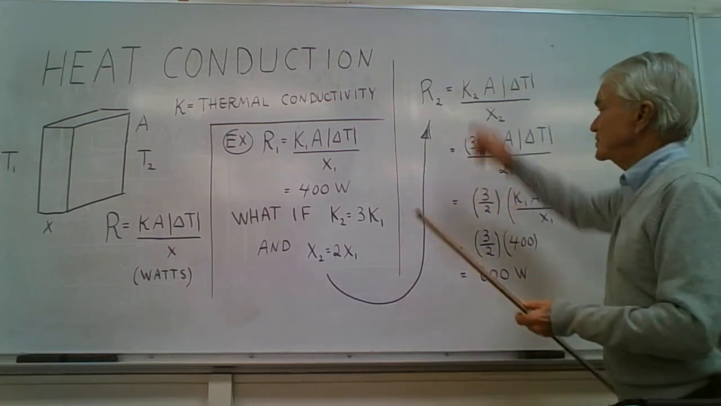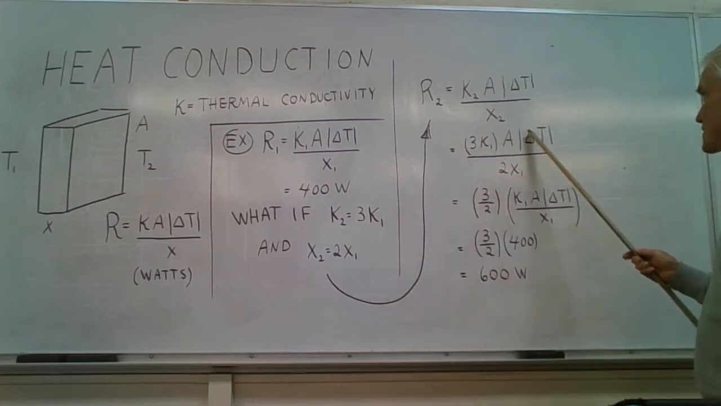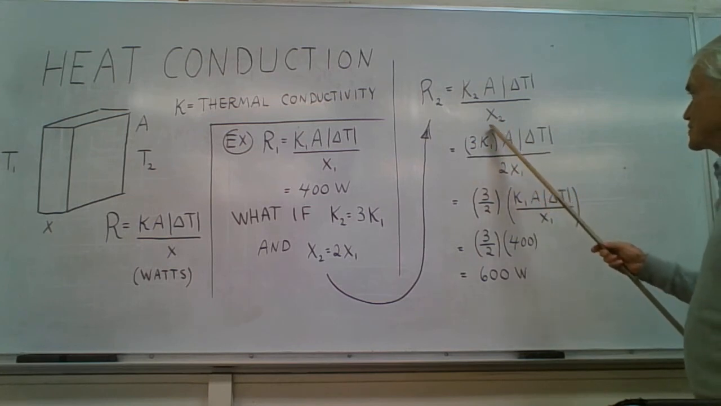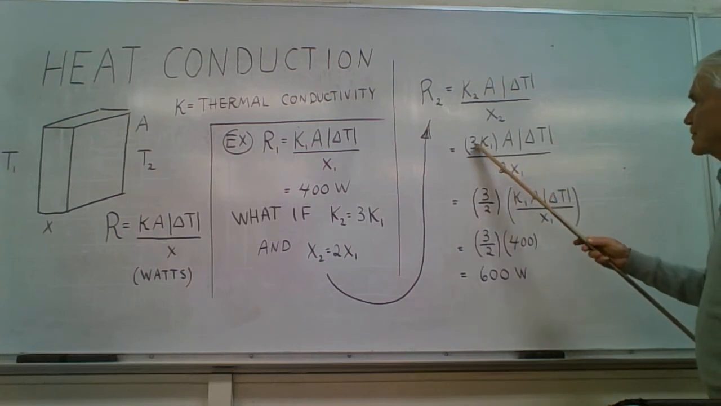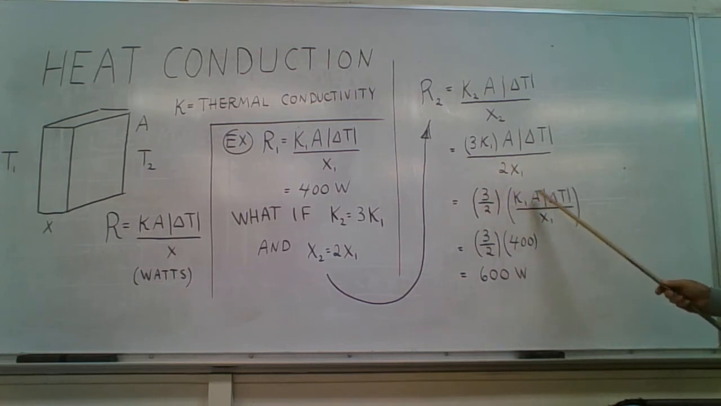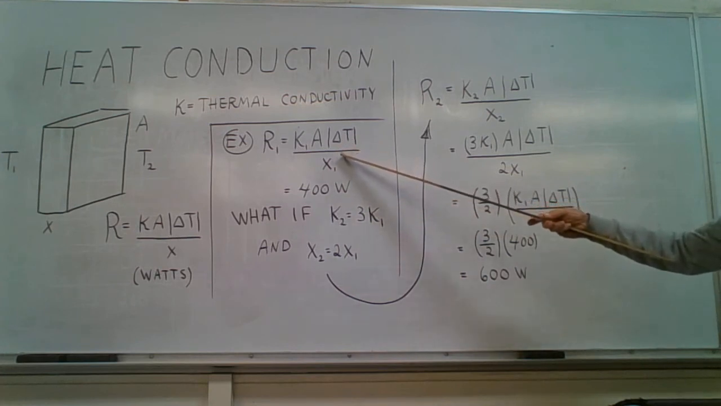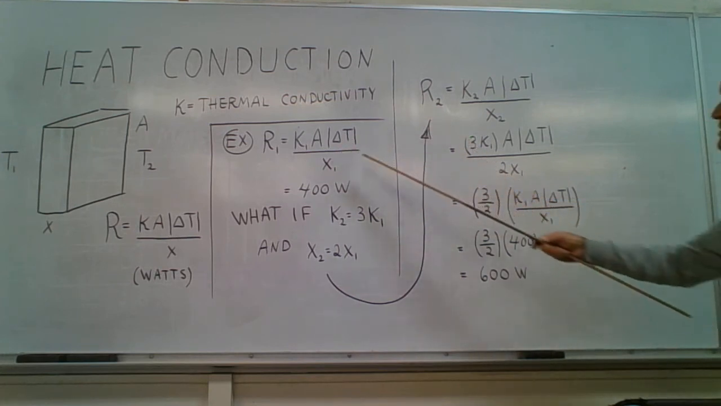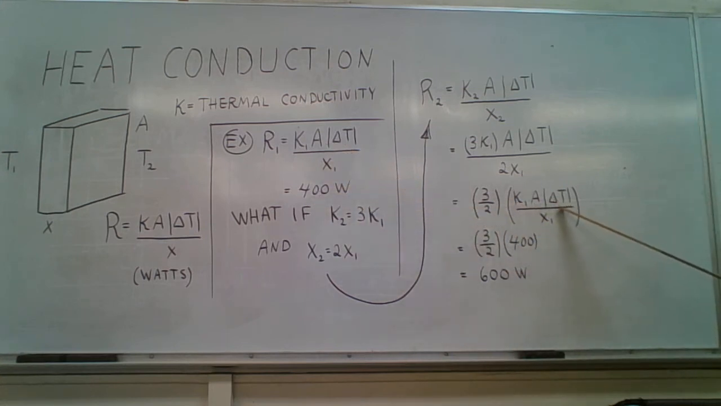Substituting now for K2, we have 3 times K1, and the rest is the same. For X2, we have twice of X1. So we collect together the 3 and the 2, and we have a multiplier of 3/2 times what's left, which is Ka delta T over X1. Well, the quantity shown here in the parentheses is shown here. Same quantity here versus there. So this quantity being 400 means this quantity in the parentheses is 400.